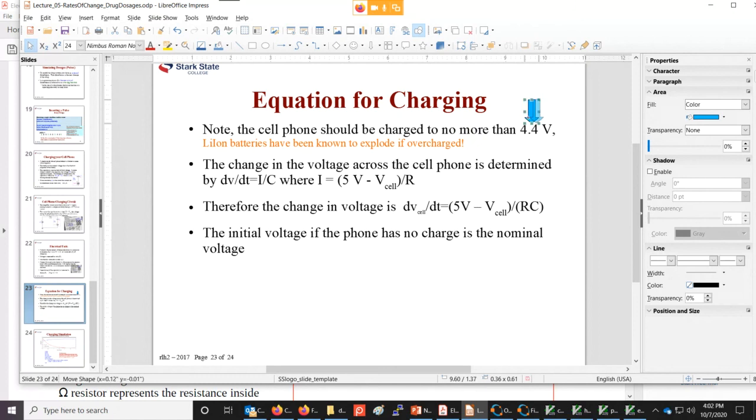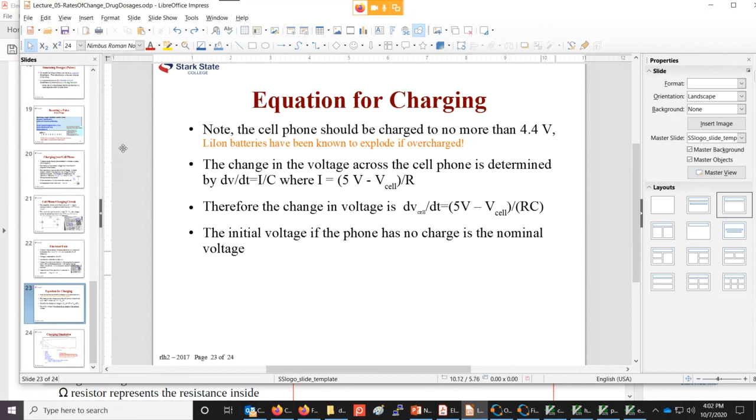But if you let the voltage of your lithium-ion cell get above 4.4, you're definitely risking that cell overheating or exploding. So do not even try to charge your cell phone up to the full 5 volts. Now your cell phones and things have electronics built in to tell it to stop charging once it's reached that, and they won't let it charge up to 5 volts because that is not a good thing.